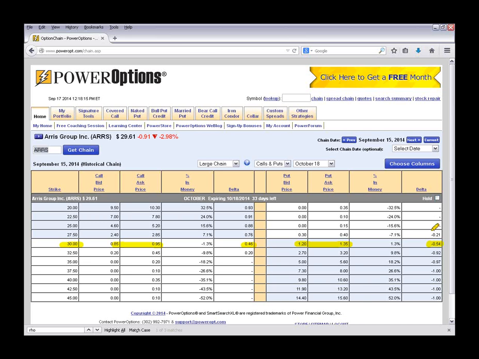So again, if we have a $1 increase in the stock, we'd expect to see the call gain 46 cents and the put would lose 54 cents of its value. If we have a 1-point decrease, the put would gain 54 cents, the call should lose 46 cents.